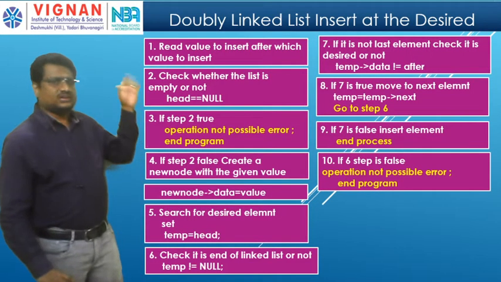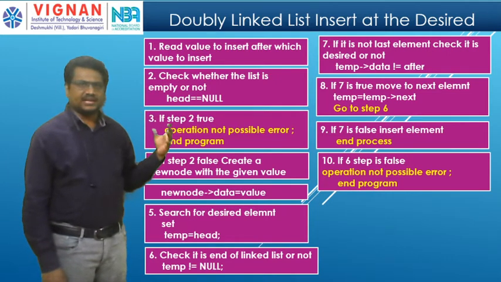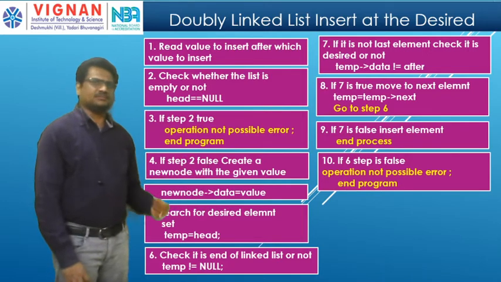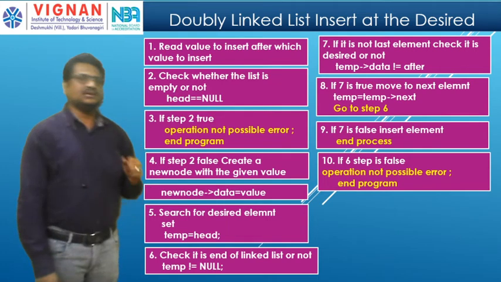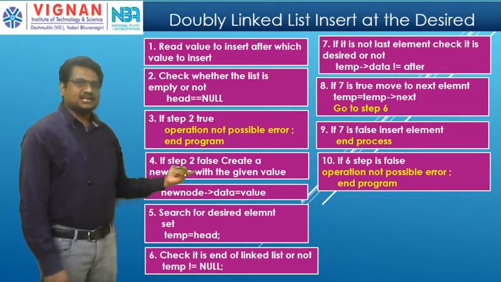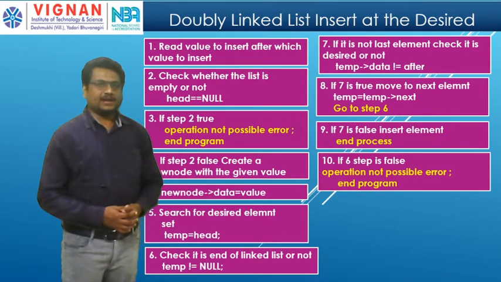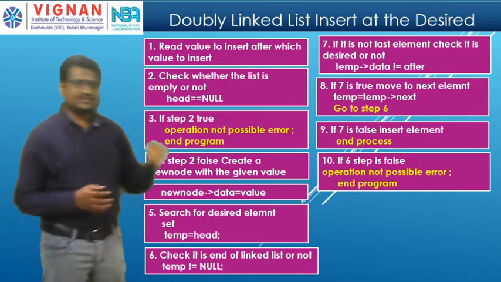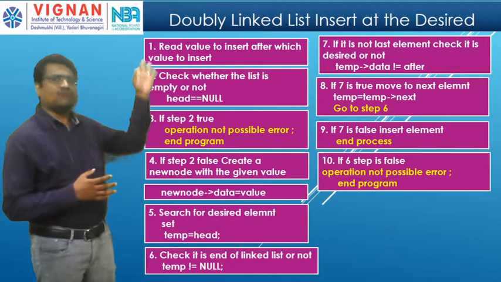Previously I showed the flow chart. If I convert that flow chart into text form, then this algorithm will come. See here, first, read the element; second, check whether it is an empty linked list or not; fourth, if it is not an empty linked list, then I will do the operations. I will find the desired element, and after that desired element, I will insert the new node. Am I right?